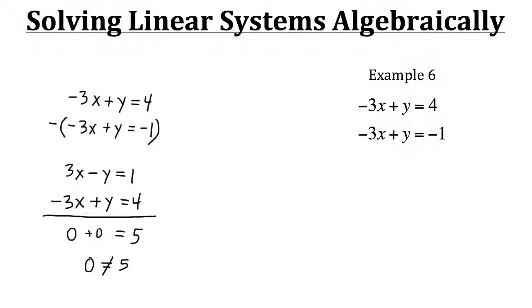Now when something like this happens when you're solving a system, it's an indicator that the two equations in your system are parallel lines. Or in other words, they'll never intersect, so there won't be a solution at all. So when something like this happens, you know there is no solution.